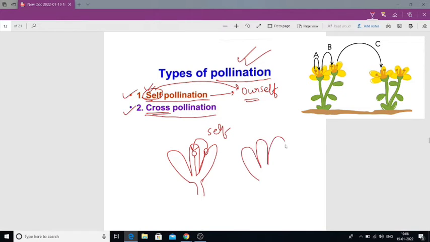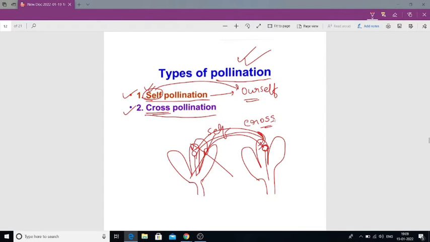But suppose from this flower the pollen grain goes to another flower where only the stigma is present. Whenever it transfers to another flower, not in the same flower, then it is known as cross pollination. That time we will not call it self.